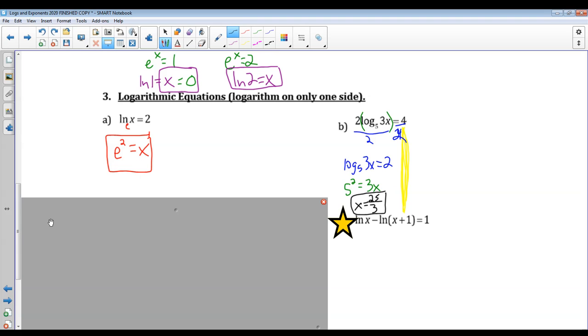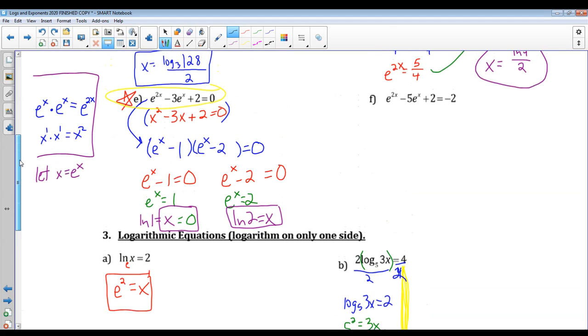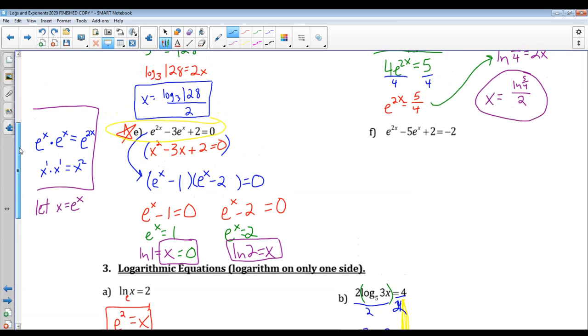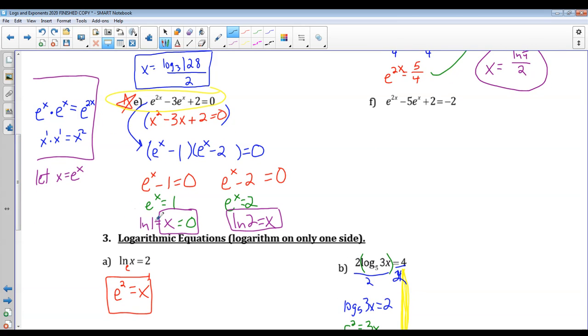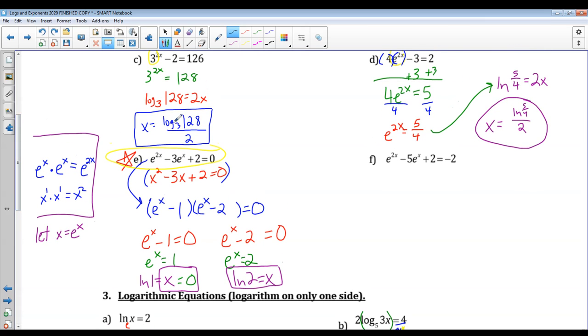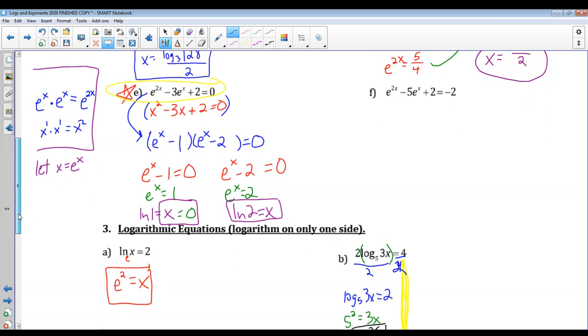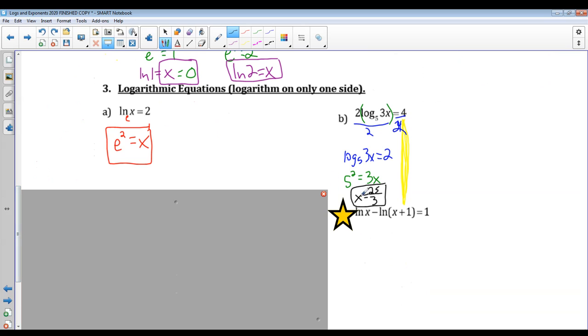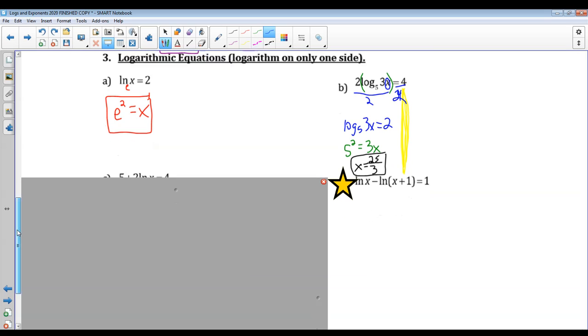All right, and I kind of glossed over some things. I'm trying to work quick and keep this video short. Keep in mind, we always need to be checking for these extraneous solutions. So here, log of 1, that's okay. Natural log of 2, that's okay. Log base 3 of 128, that's okay. When I check my work here, x equals 25 thirds. When I plug that in for x, that's okay. It doesn't give me a negative number. It doesn't give me 0. So keep in mind, always checking for extraneous.